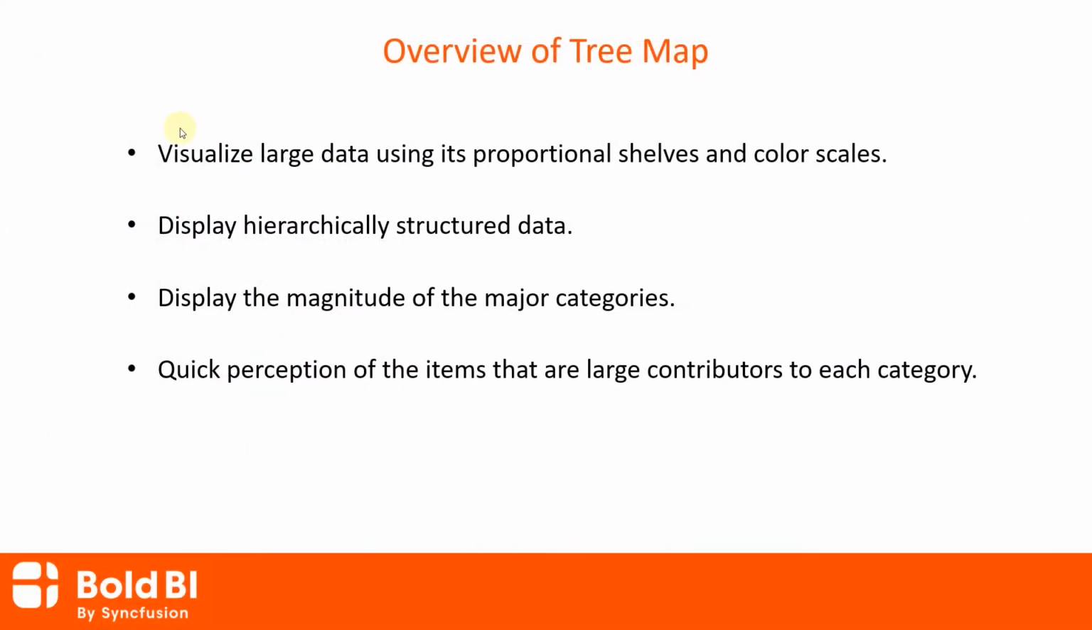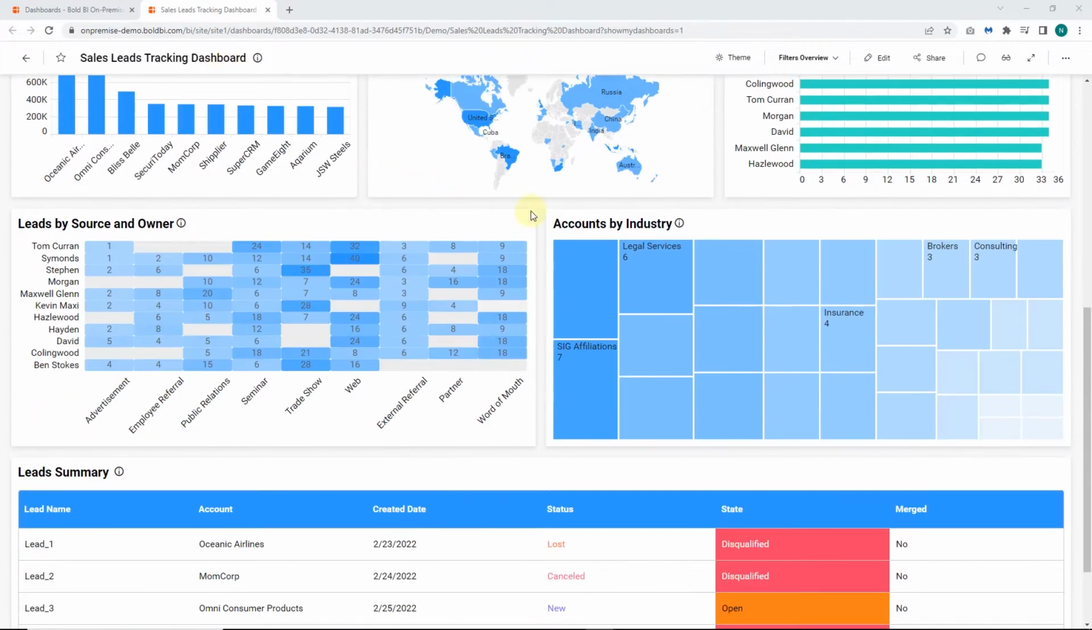A tree map widget is useful when you want to visualize large data using proportional shapes and color scales, when you need to display hierarchically structured data, and when you need to display the magnitude of the major categories. It allows you to quickly perceive the items that are large contributors to each category.